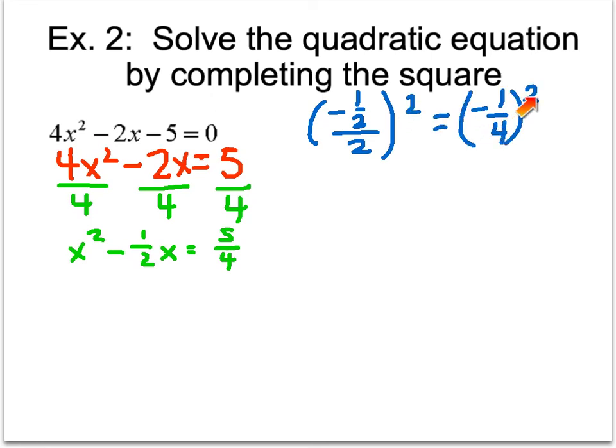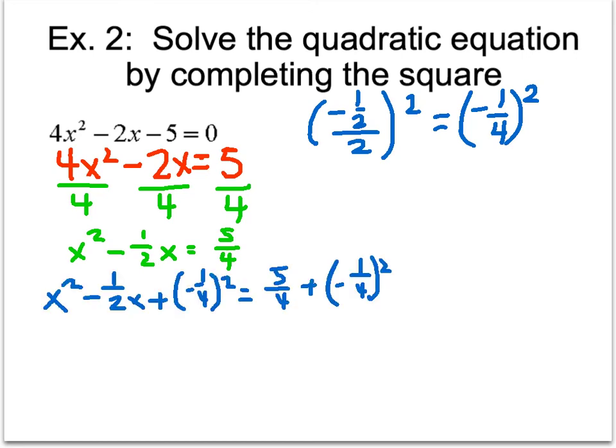negative 1/4 squared. Now I could take this a step further and make it positive 1 over 16 and add it to each side that way, but I'm going to leave it in this form because it's easier to see what you're supposed to use for the next step. And so bring it down here and adding that term to each side, I now have this trinomial, and then I have these couple terms over here on the right.